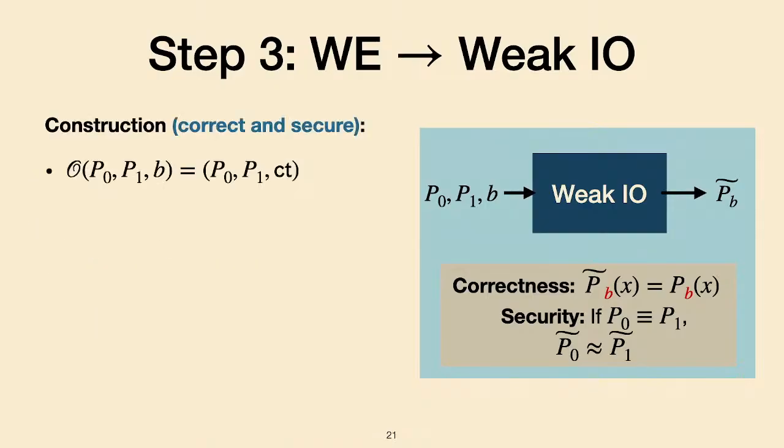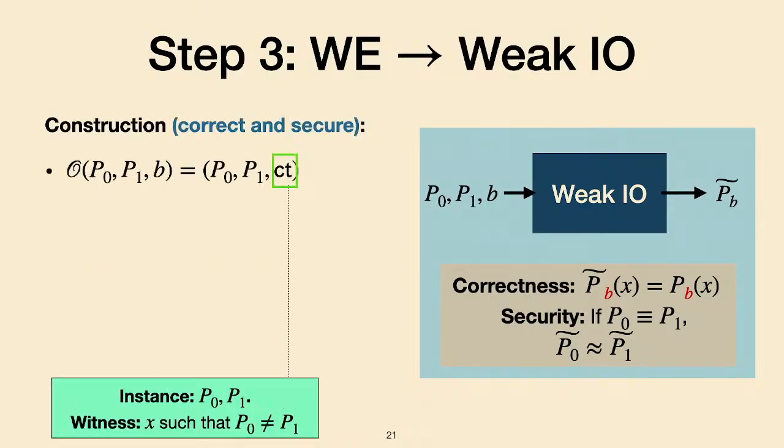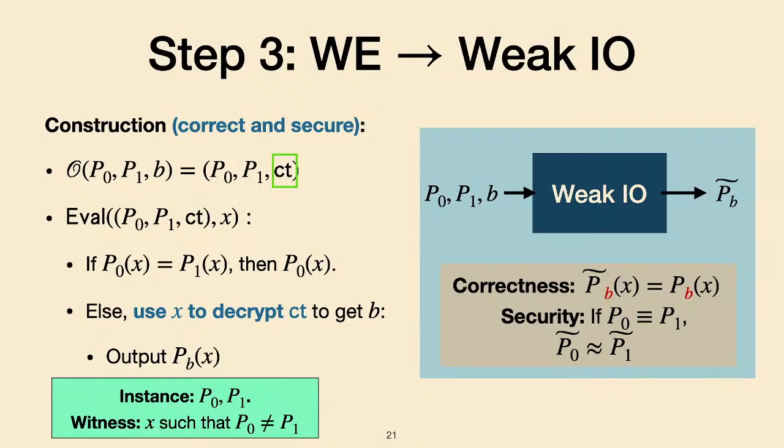So the final construction is basically the same thing, except instead of giving out B, I'm going to give out a ciphertext encrypting B. And to evaluate, you'll check if P0 and P1 were equivalent. If yes, then sure, I'll just output P0 of X. It doesn't matter. If they're not equivalent, then I have a witness that proves to me that P0 and P1 are not functionally equivalent. I can use it to decrypt and get out PB of X. Yeah? OK, so that's the whole proof.